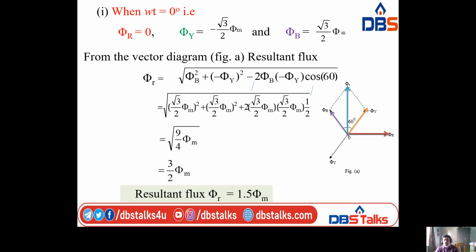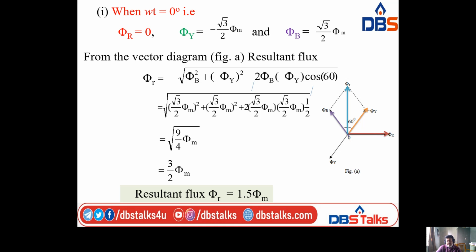Now, omega t equal to 0 degrees. That means, taking here, phi R is 0. Phi R 0 is nothing but we don't take it in this one. This is the initial and reference one. Now, phi Y is minus root 3 by 2 phi m. So this is phi Y. What about minus phi Y? Exact opposite to the top phi Y. So this is minus phi Y. And phi B is a positive value, root 3 by 2 phi m.